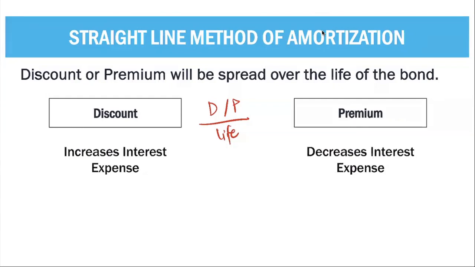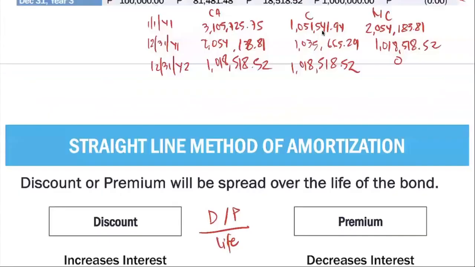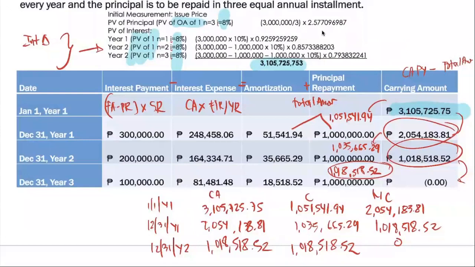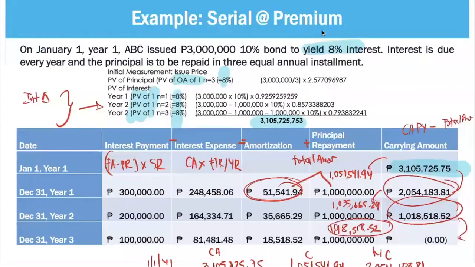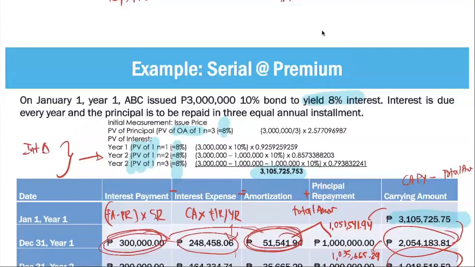And then for your premium, it decreases your interest expense. Okay, so you already know the effect of a discount or a premium. However, I just need to place it here for us to be reminded on the effect of a discount and premium on a straight line amortization. You know here that in your amortization, this is a premium, right? This is a premium amortization. If this is the interest, you deduct that, so your interest expense was decreased. O, di ba? This is your interest. This is your amortization. You deduct that, your interest expense decreases.